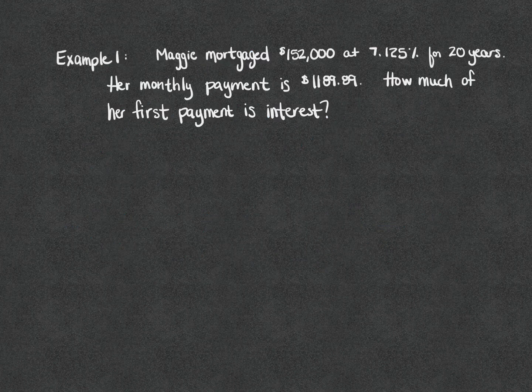So here I'm going to show you how this might work for the very first payment for a loan. If you'll recall from our mortgage video, we had Maggie who mortgaged $152,000 at 7.125% interest for 20 years. And we calculated at the time her monthly payment to be $1,189.89. When it comes to figuring out how much of her first payment is interest, that is actually based on the simple interest formula. I is PRT. Interest is the principal times the rate times the time in years.